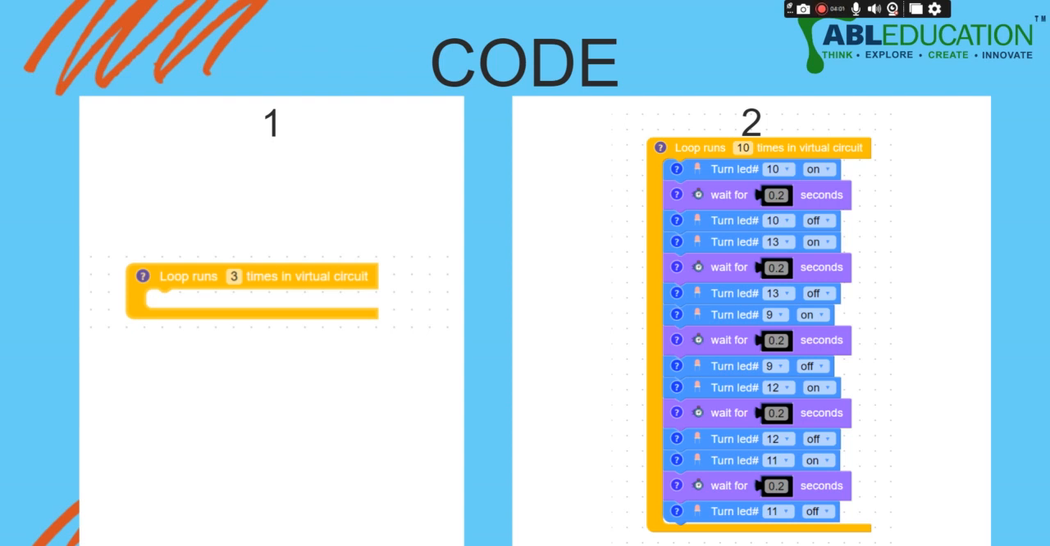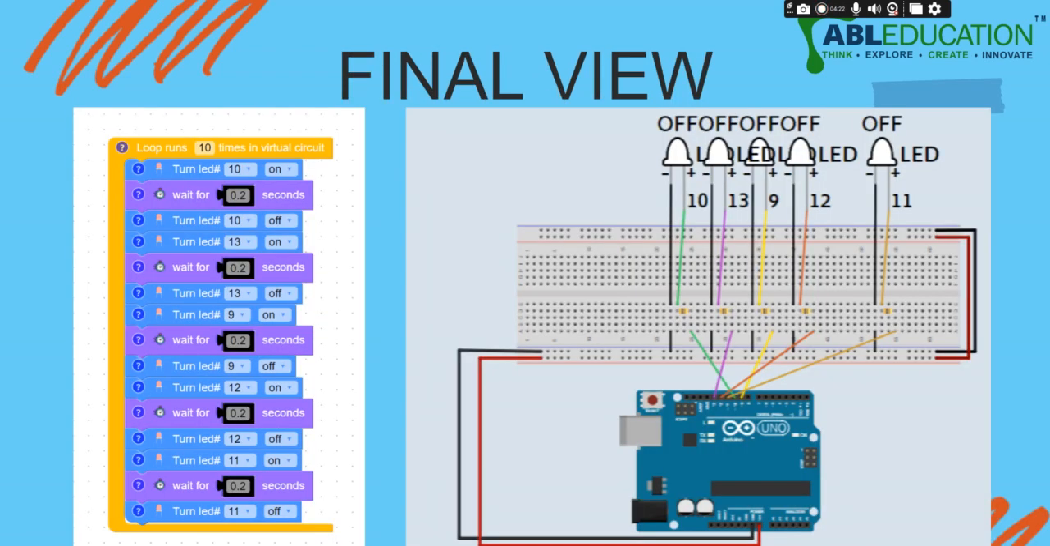As soon as LED 13 turns off, the LED on pin 9 turns on. Basically these are the digital pins that the LEDs are connected to. And lastly, when the LED connected to digital pin 12 turns off, the LED on pin 11 turns on. So this is the loop, and this is how it's going to look in the final view.